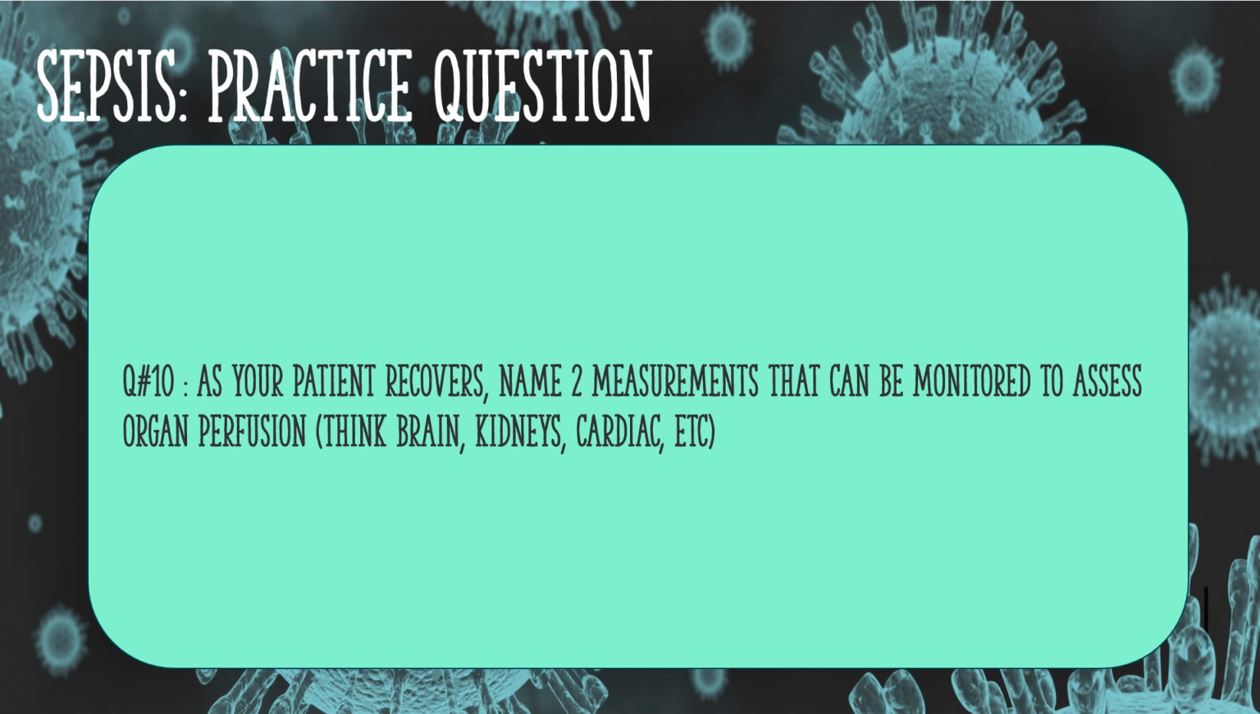Question number 10. As your patient recovers, name 2 measurements that can be monitored to assess organ perfusion. Think about the brain, the kidneys, cardiac, etc. All right, some examples could be neuroassessments, repeating ABCs and vital signs, and assessing urine output.